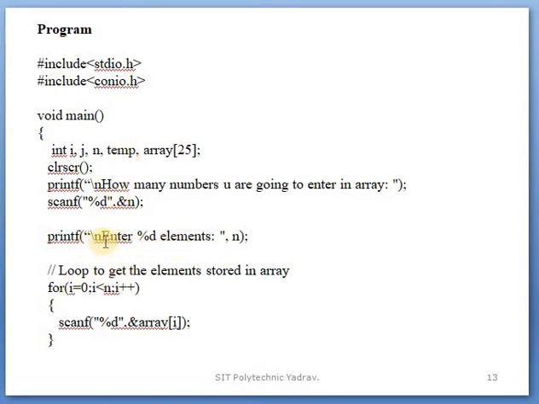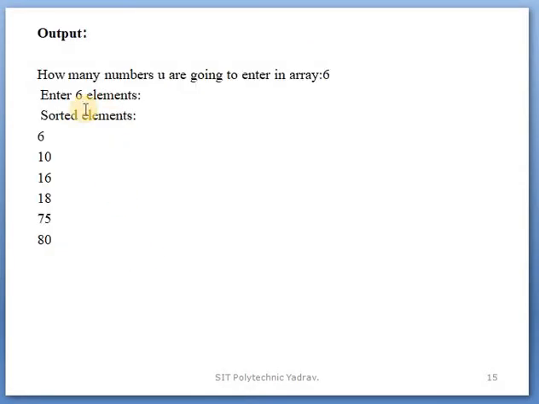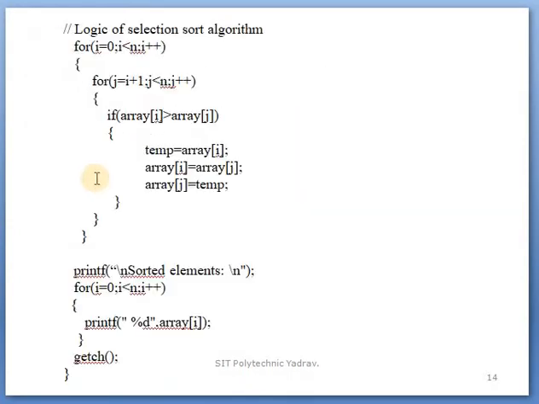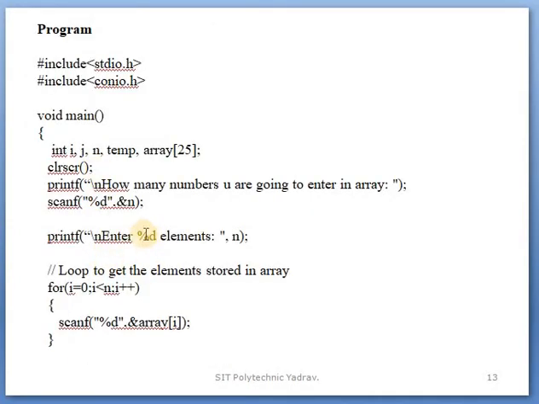After that, printf with \n means a new line, enter %d elements. Okay, in n, how many numbers are used or stored, that is displayed using this data specifier. Okay, it means the output is enter 6, and the 6 is displayed using %d.